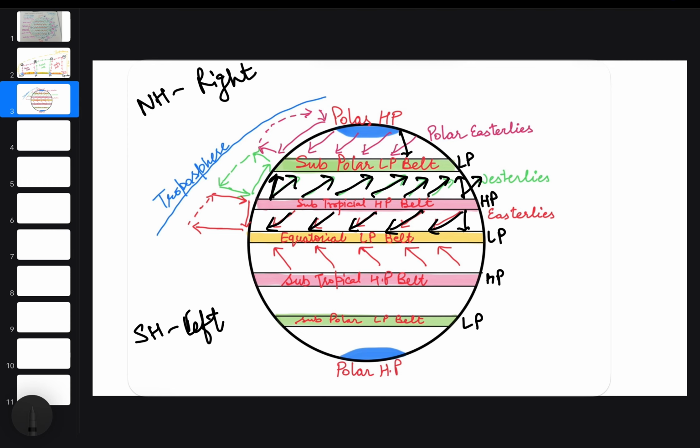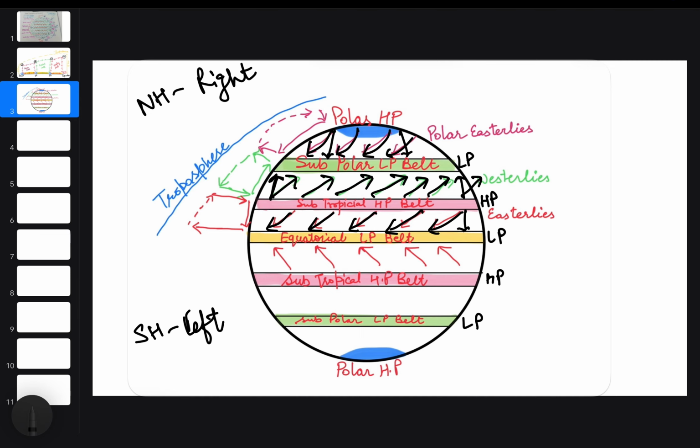Now at the poles, wind will blow from the poles towards the equator, having higher pressure at the poles and low pressure at 60 degrees. So instead of moving straight, these winds will get deflected to the right side of their direction.